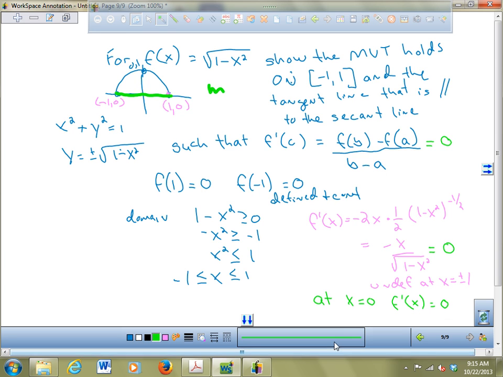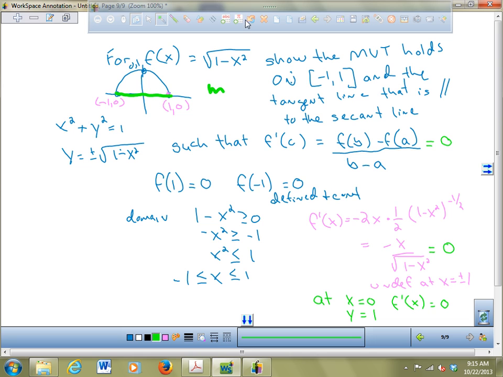Right? What's y when x is equal to 0? Plug into your original function. What's y? Square root of 1. What is the square root of 1? 1. Okay? So at x equals 0, it says that the derivative is also 0, which means what's true about the slope of the line at 0, comma 1?